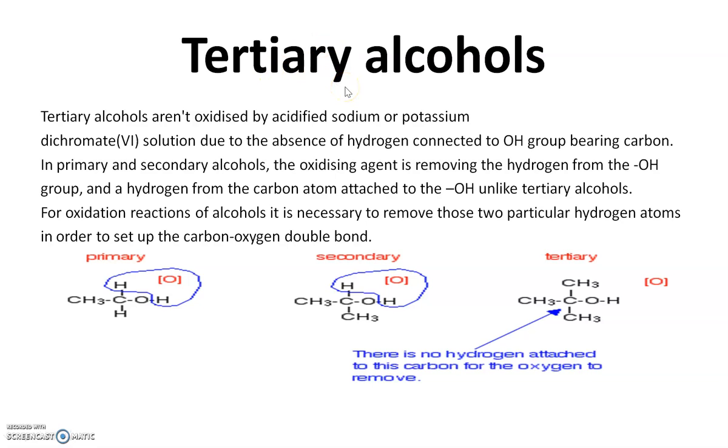Tertiary alcohols aren't oxidized by any oxidizing agent. What is the reason? Here this carbon, which is very important because it bears the OH group, has two hydrogens in a primary alcohol. In secondary it bears one hydrogen, but in case of tertiary alcohol there is no hydrogen. So there is no hydrogen attached to this carbon for the oxygen to remove, so there is no oxidation in tertiary alcohols.